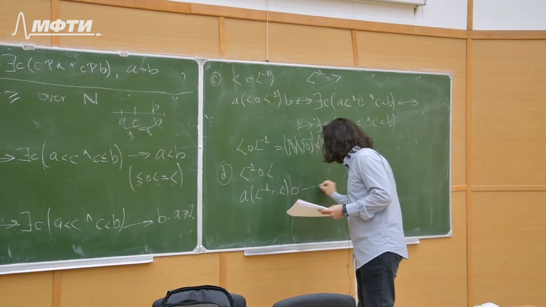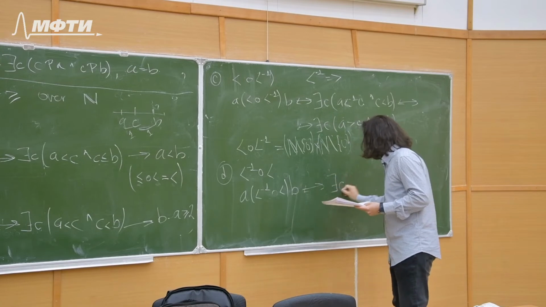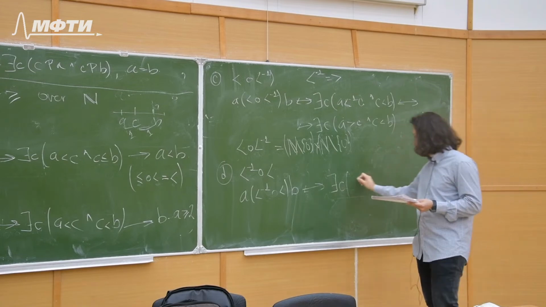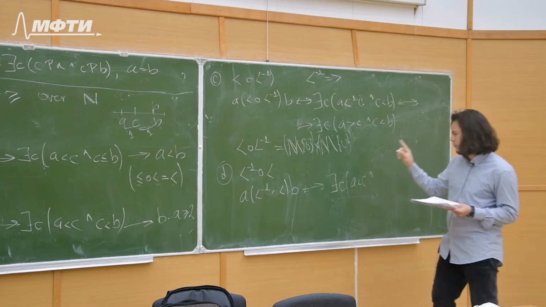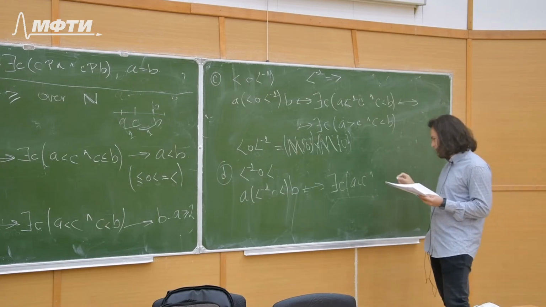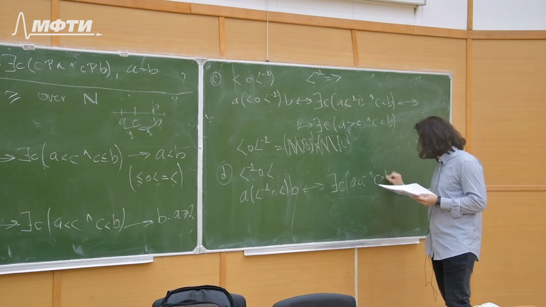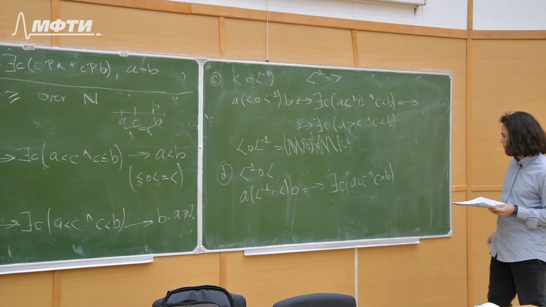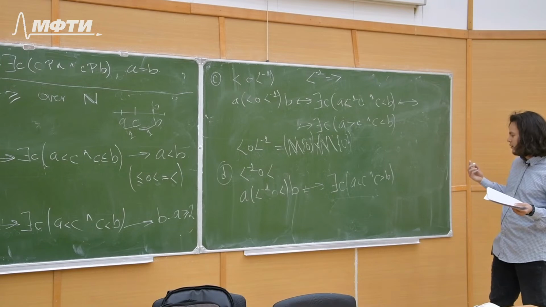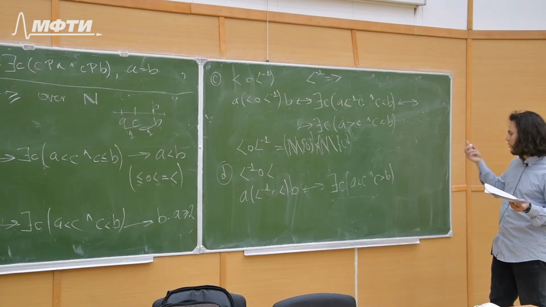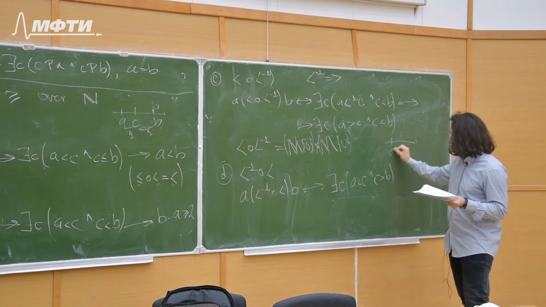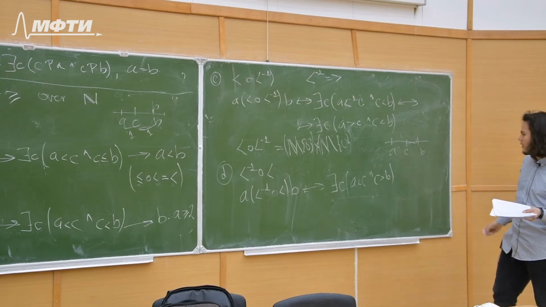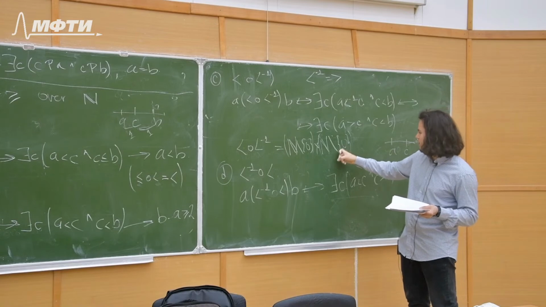So we have this if and only if there exists some C such that A is less than C and C is greater than B, right? So there's always one number among them, some C between them. So we have A, B, and C. So what do we need to change here?